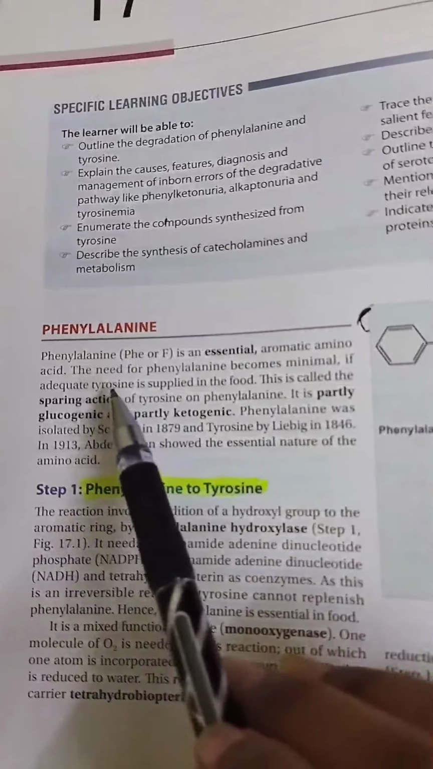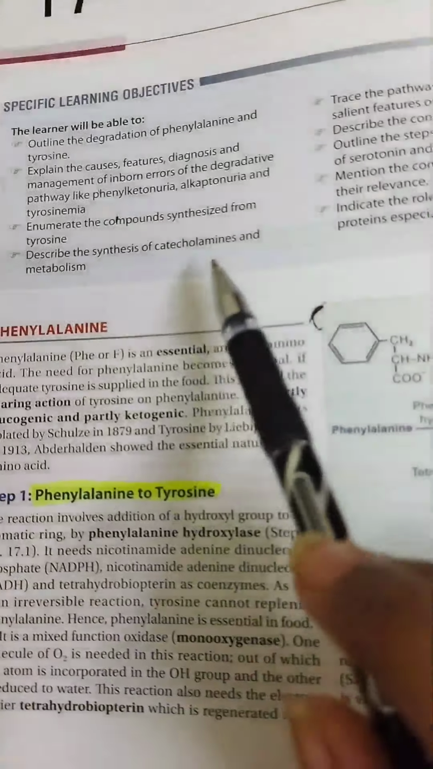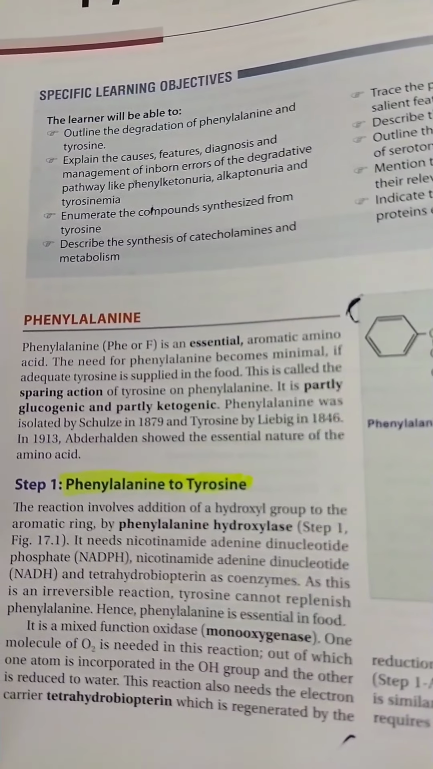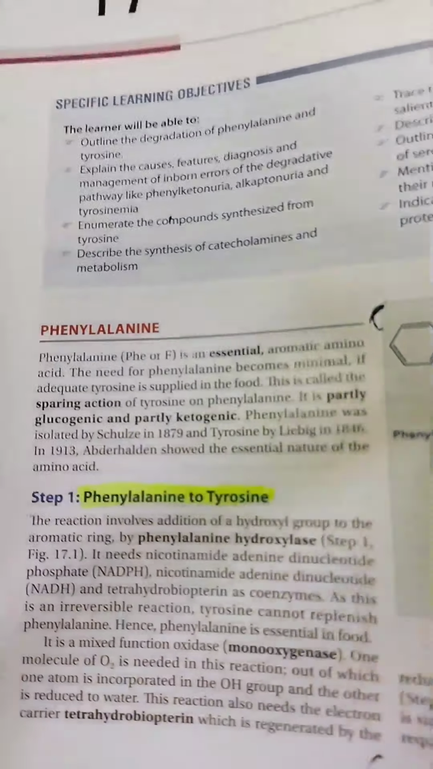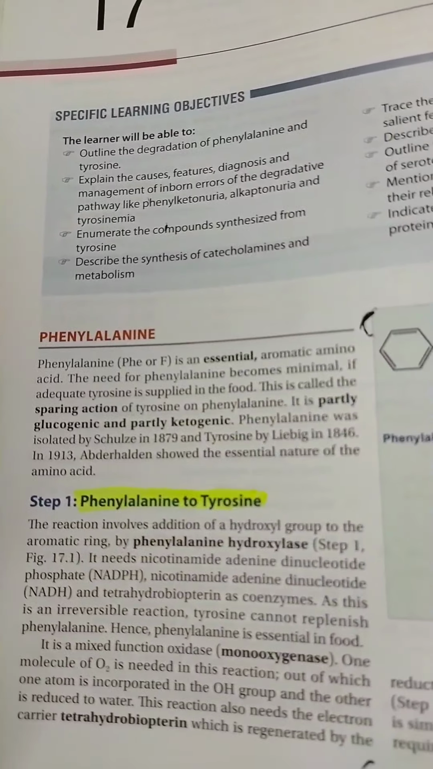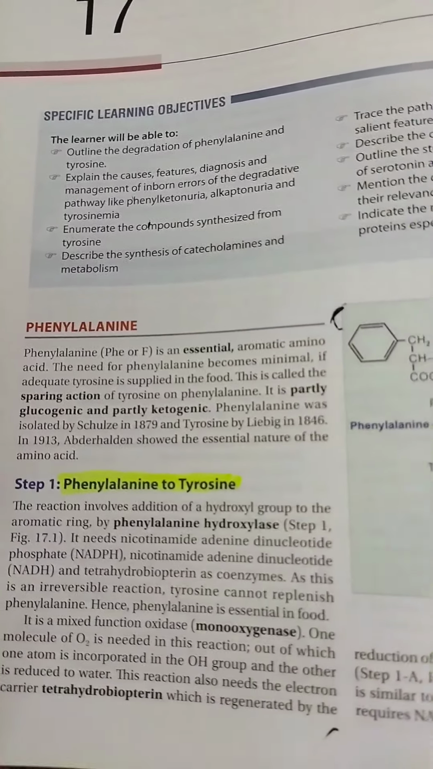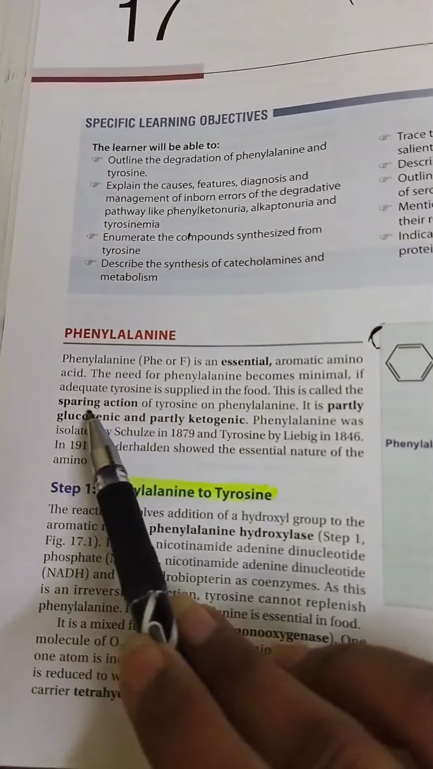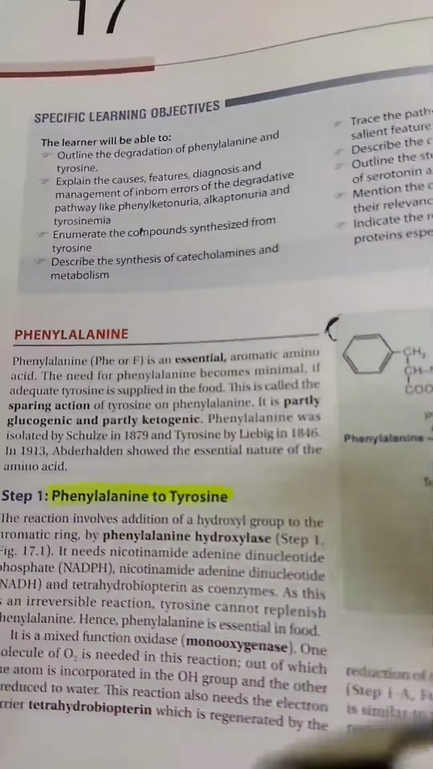When you give a larger amount of tyrosine in the diet, phenylalanine is not required at all. This is called the sparing action of tyrosine. If tyrosine is present in our body, there is no need for phenylalanine, because tyrosine only comes from phenylalanine. If tyrosine is already there, there is no need for phenylalanine. It is partly glucogenic and partly ketogenic. It's very important, and we will understand it at a later time.